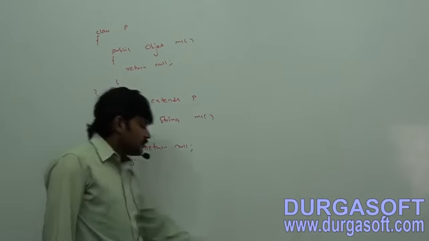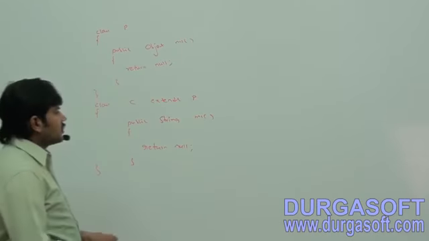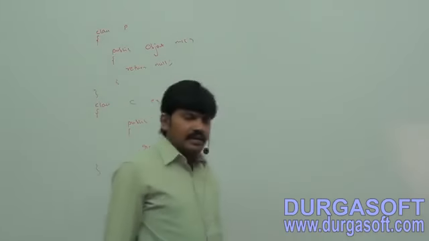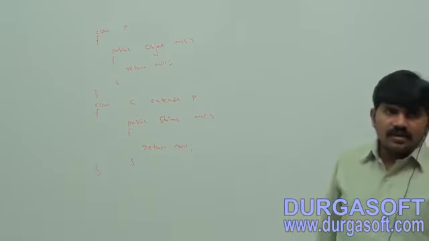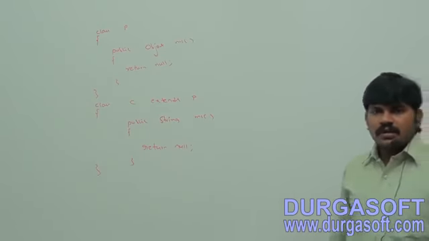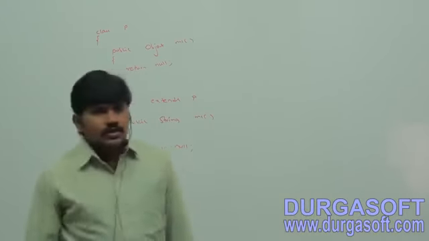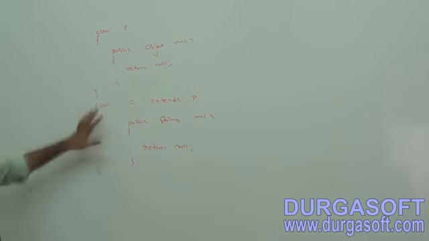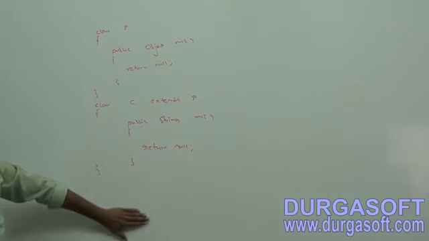Class P, public Object M1, return null. Class C extends P, public String M1, return null. So this is what you people should be aware of clearly, right? Is any explanation required up to this, okay?